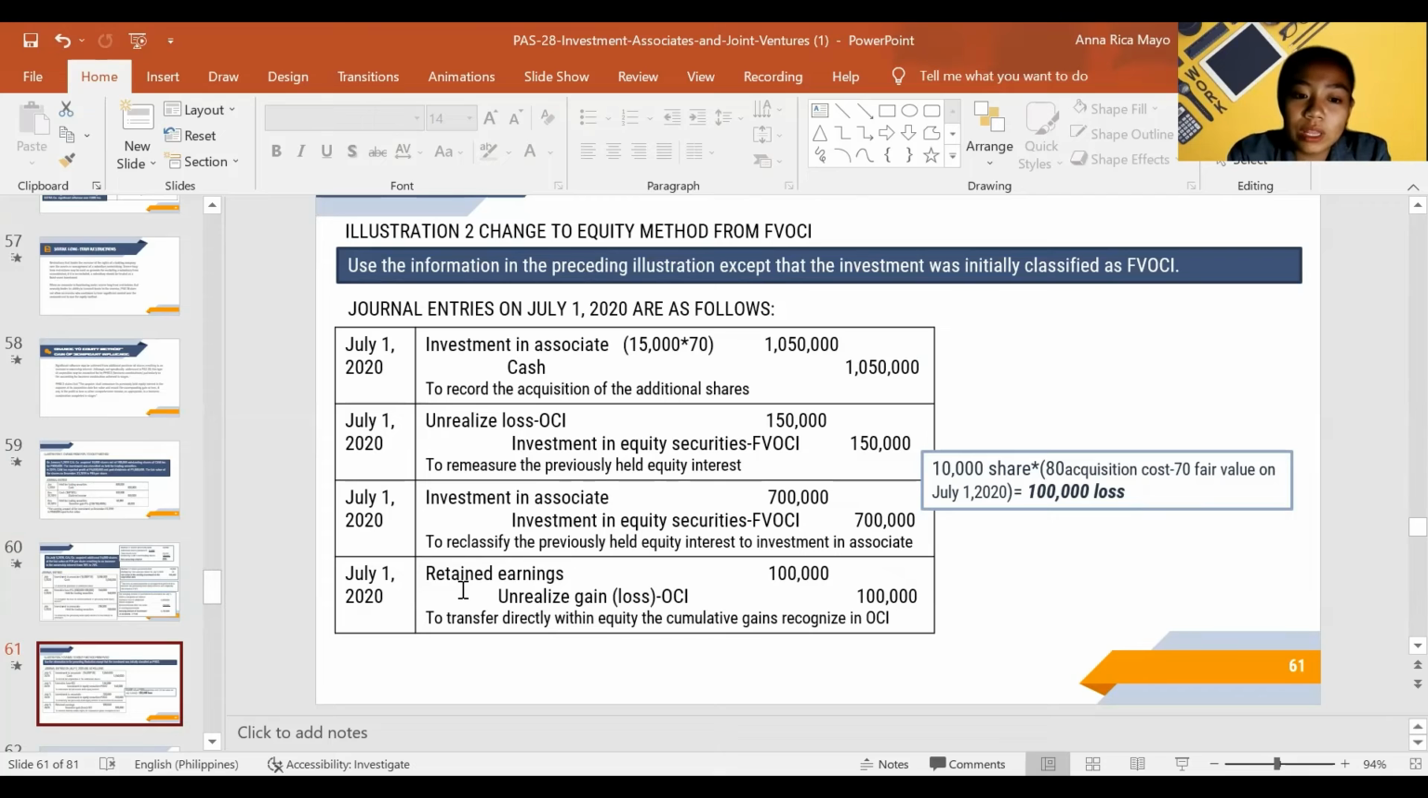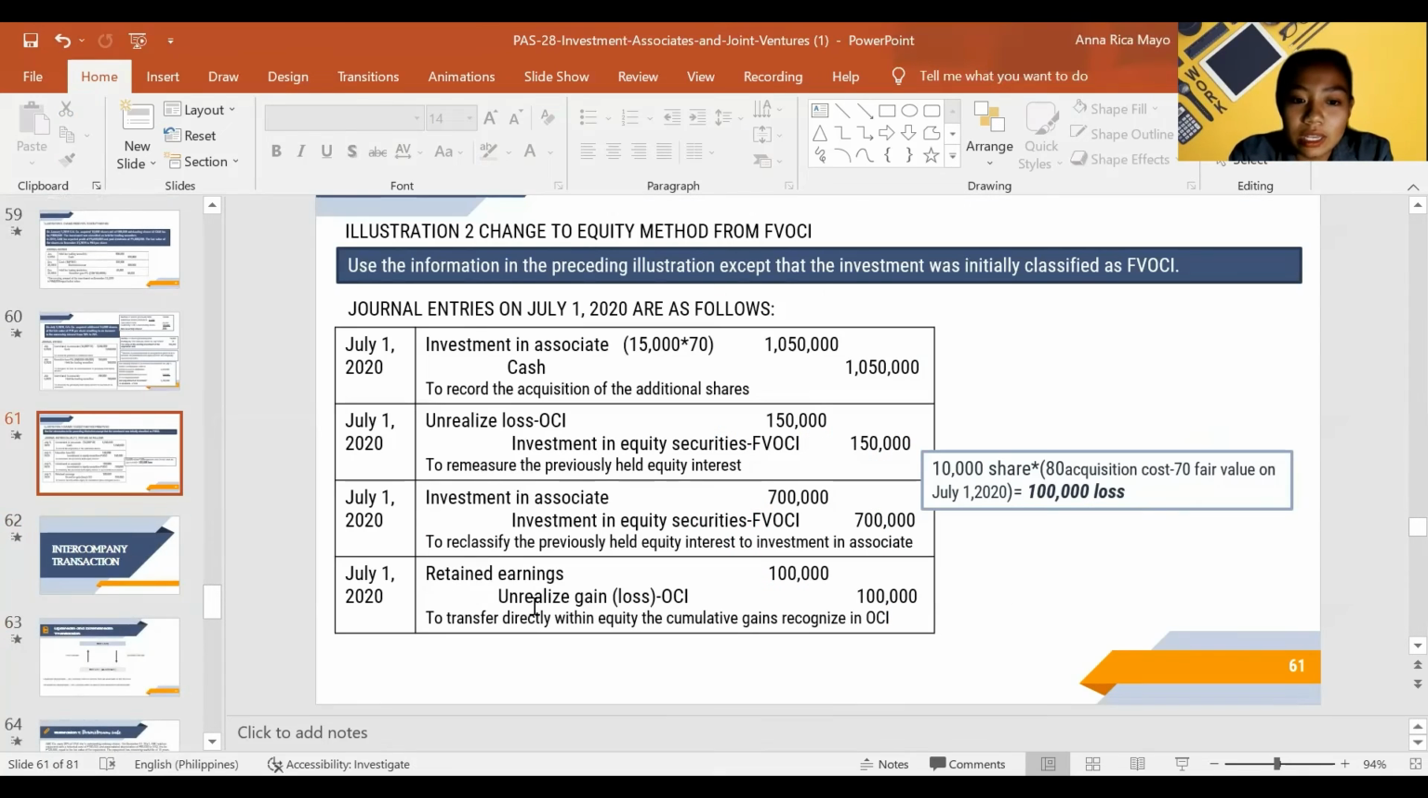And then, July 1, 2020, another entry is retained earnings, 100,000, unrealized gain, loss sa OCI, 100,000. Paano nga ba nakuha yung 100,000? Yung 10,000 shares mo, tapos yung acquisition cost, which is yung 800,000 divided by the 10,000 shares, which is 80, and then yung 70 ng fair value on July 1, 2020 is equal to 100,000 loss. Ito, sabi niya dito, to transfer directly within the equity the cumulative gains recognized in OCI.